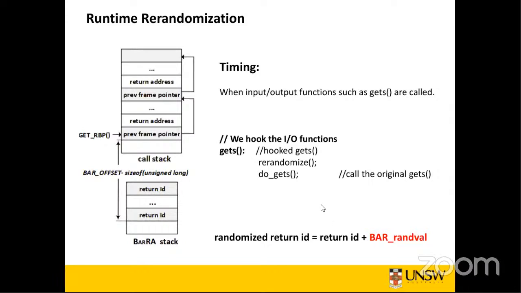We also can hook all the input or output functions, including the socket functions such as gets. For example, when you call the gets function, we can hook it like this. We call the randomize method here before we call the original gets.